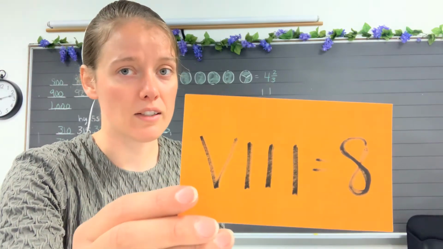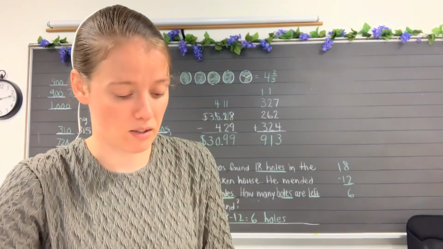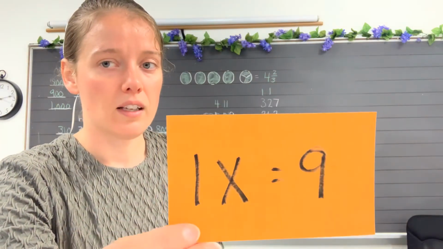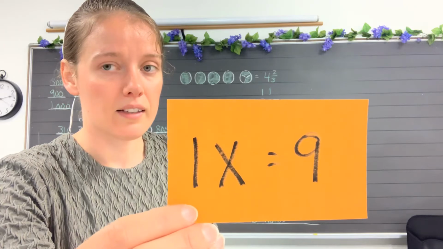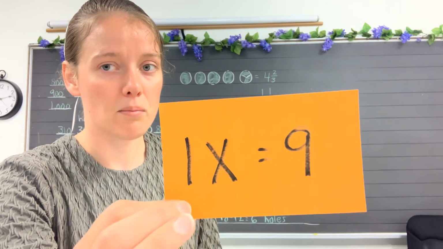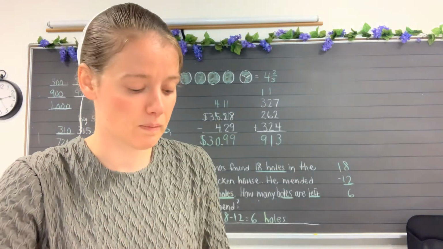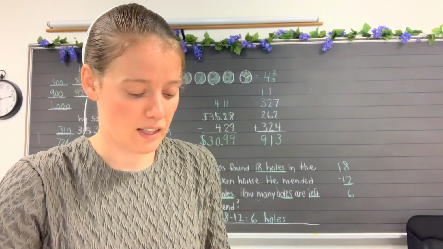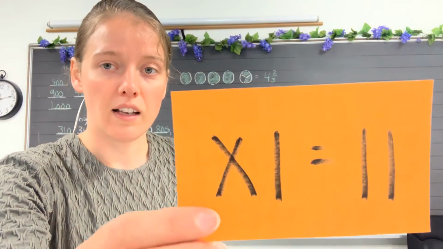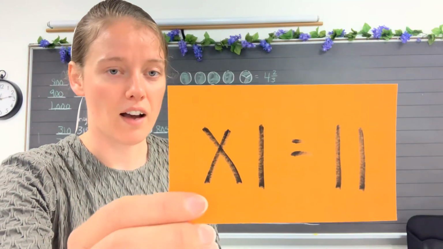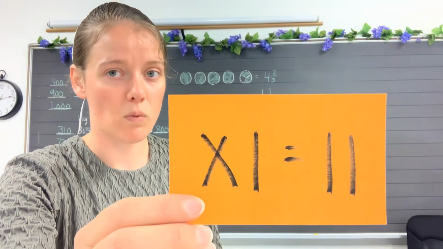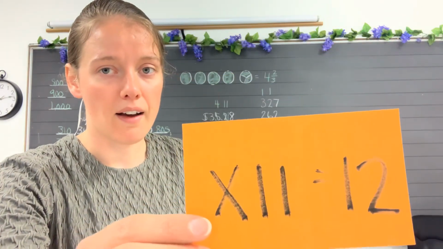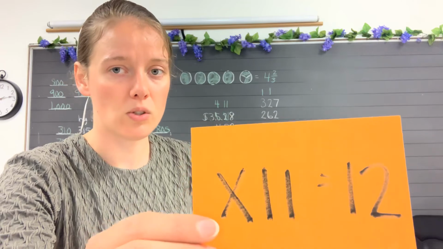VIII is 8. There you have your 3 I's. Now we know that 9 is going to have to change because they can't go higher than 3 I's. And here's 9. 9 is IX. That means 10 minus 1 is 9. 10 is X. And 11 is XI, which means 10 plus 1 is 11. 12 is XII, which means 10 plus 2 is 12.